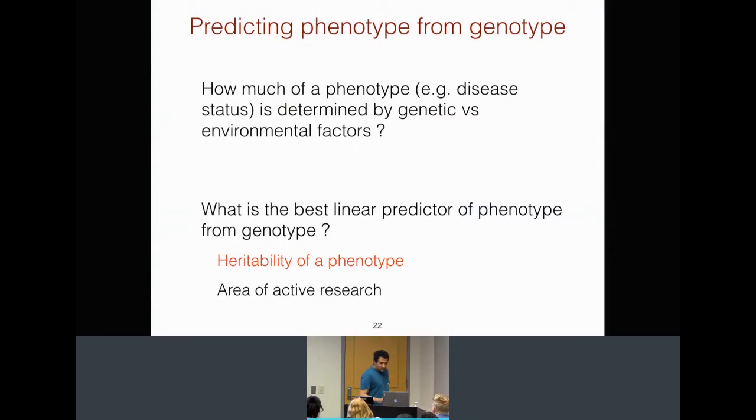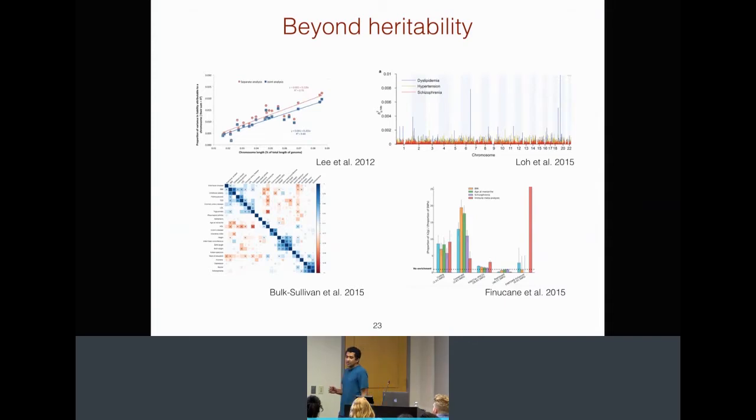So this is an area of active research, and heritability is one number, but there is a lot of work in trying to go beyond just quantifying heritability and understanding it in different contexts. So for example, people have looked at the heritability of a phenotype across different chromosomes. So for example, heritability of schizophrenia as a function of chromosome length. You see this relationship, which has been interpreted as a sign of polygenic architecture. You can look at heritability in finer regions of the genome. So this was a paper that looked at 1 megabase regions and quantified heritability of, in this case, schizophrenia in 1 megabase regions of the genome.